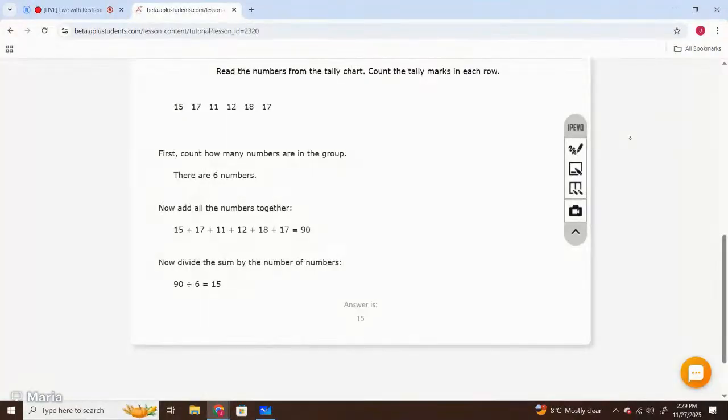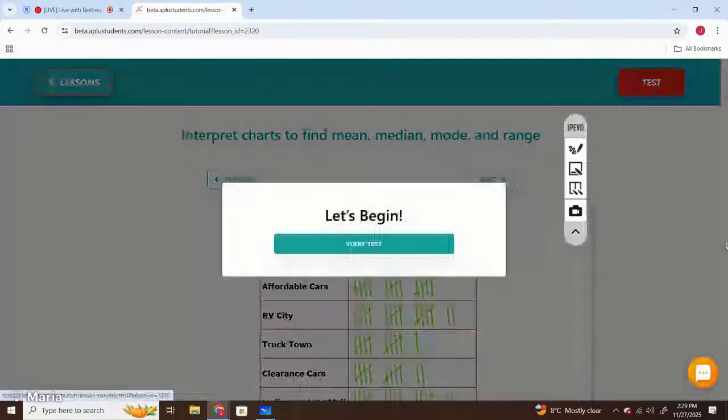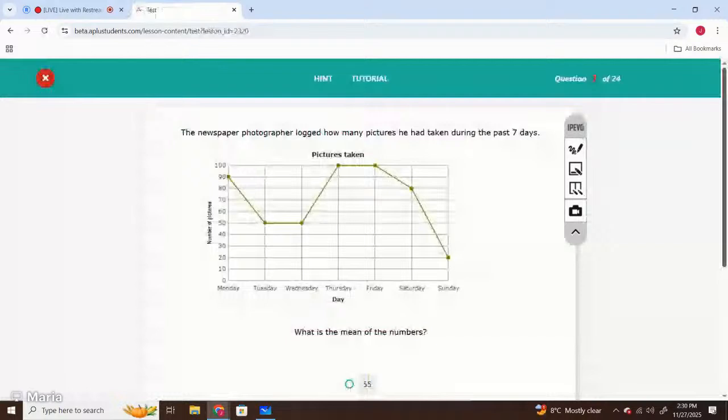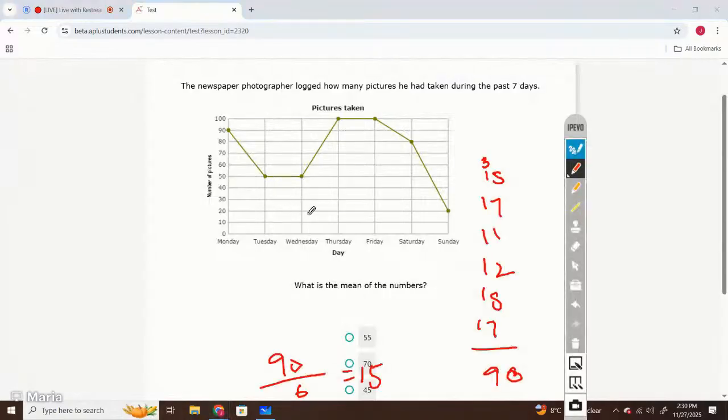Let's just start with the test questions. The newspaper photographer logged how many pictures he had taken in the past 7 days. What is the mean of the numbers? You need to calculate the mean. So first, learn how to read the values from the data.